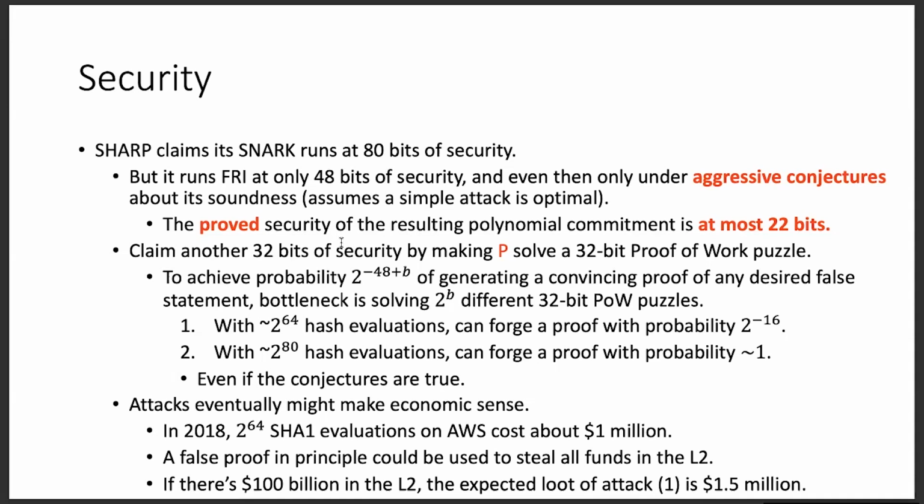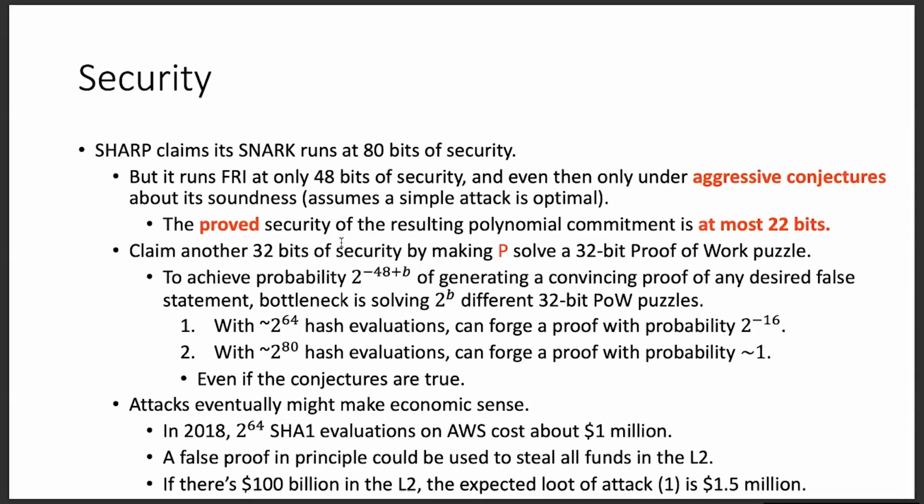The hash function they're using is not SHA-1, it's some variant of SHA-3 because that's what's built into Ethereum. I think that's only a factor of 3 or something slower. So you could imagine running this attack: you pay $1 million or something, and if you succeed with probability 2 to the minus 16, you get everything in the L2. If they actually gain traction, that could be $100 billion, right?